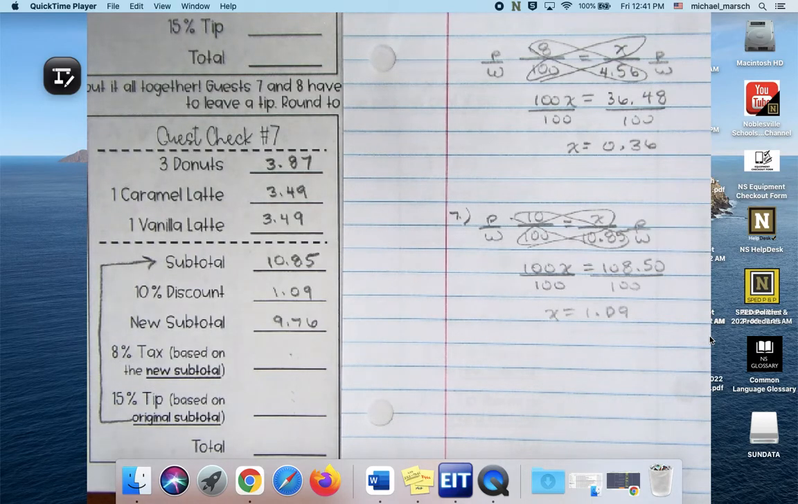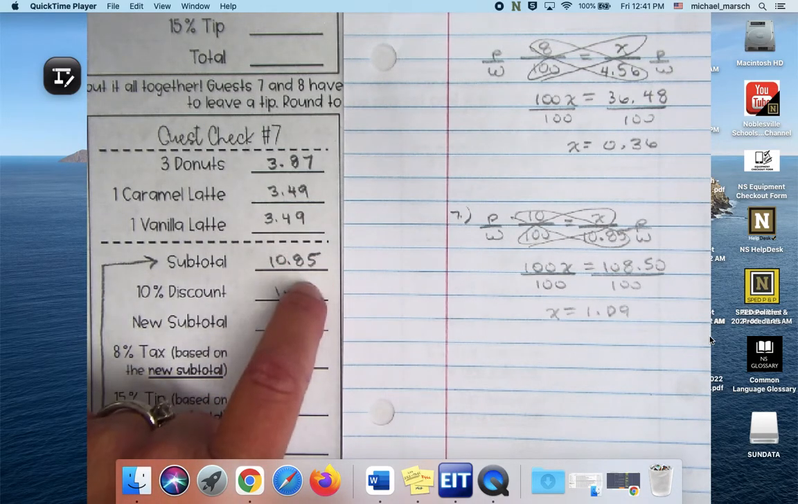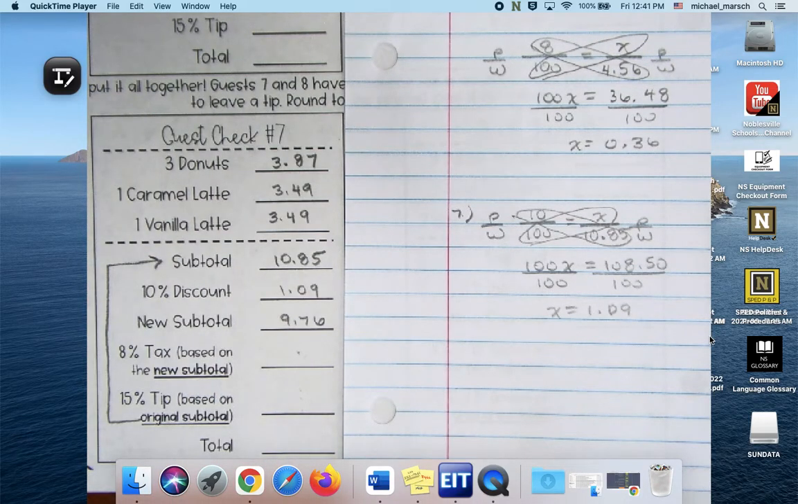So on your own, you're going to find out what the tax would be based on the new subtotal, what the tip would be based on the original subtotal, and then add those three up to get your final total. I'm going to pause or freeze the screen. You guys have to do it by yourselves.